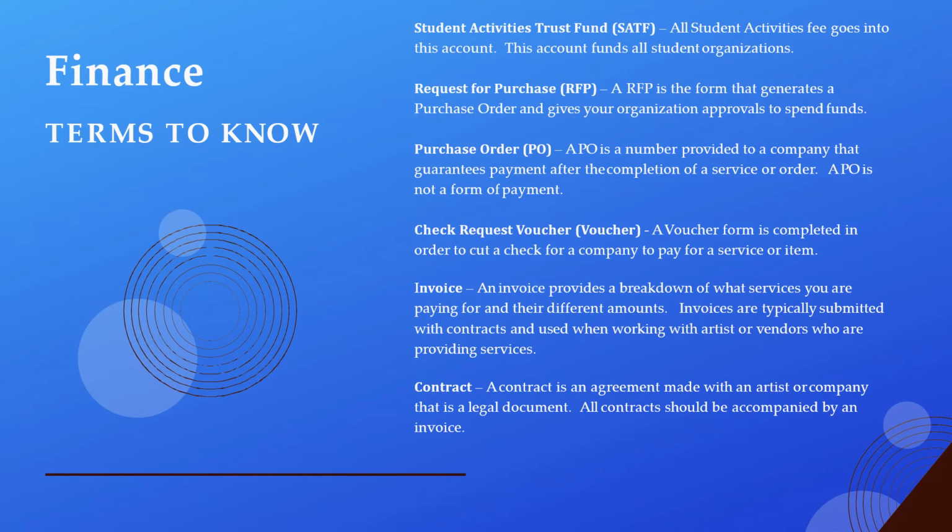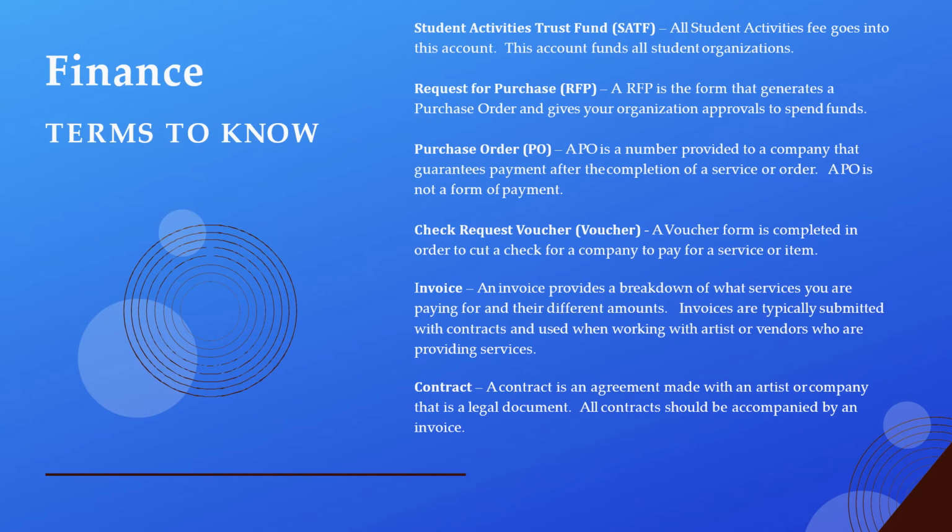Next, we'll talk about Request for Purchases, or RFP. An RFP is a form that generates a purchase order and gives your organization approval to spend funds. A purchase order, or PO, is a number provided to a company that guarantees payment after the completion of a service or order. A purchase order is not a form of payment.